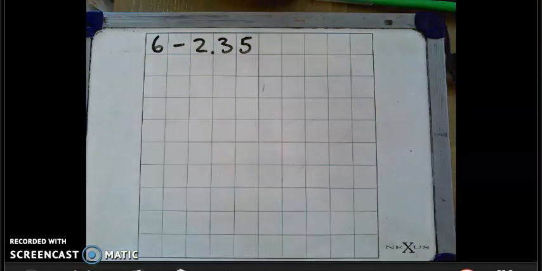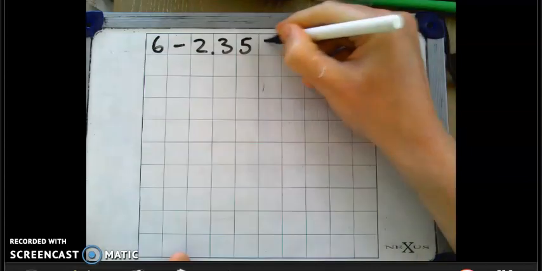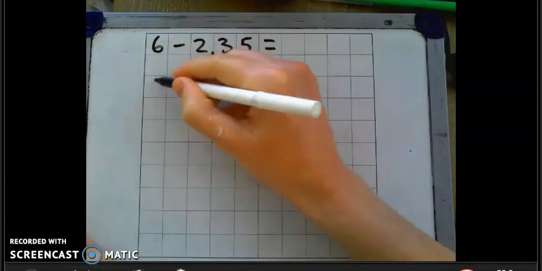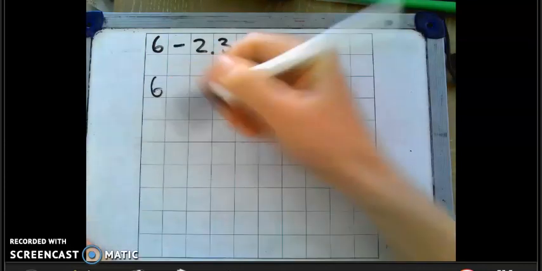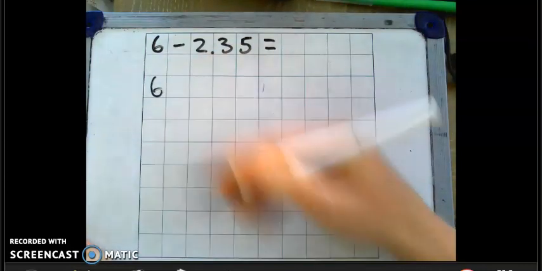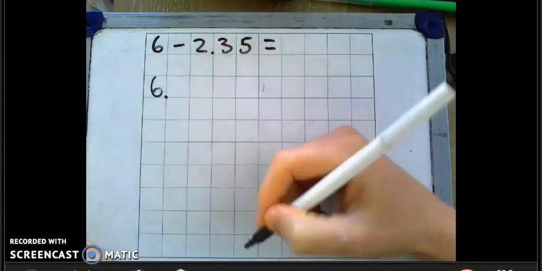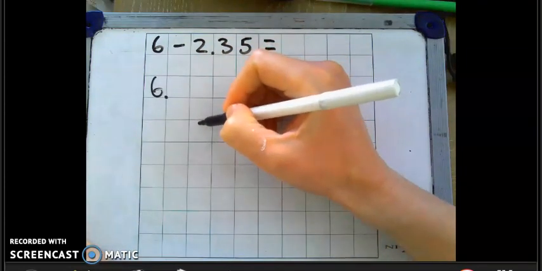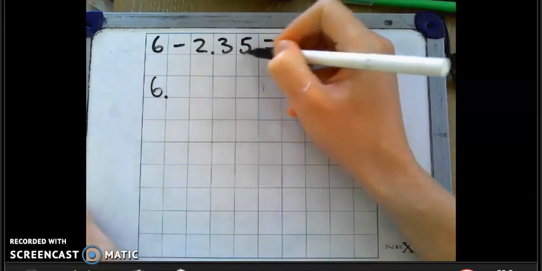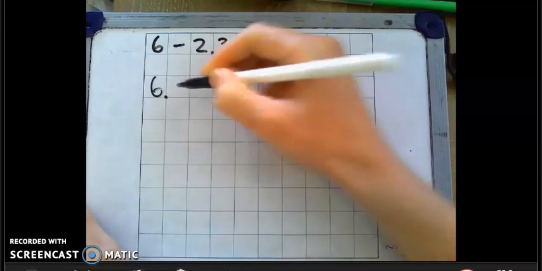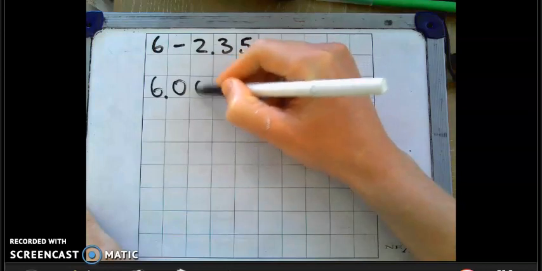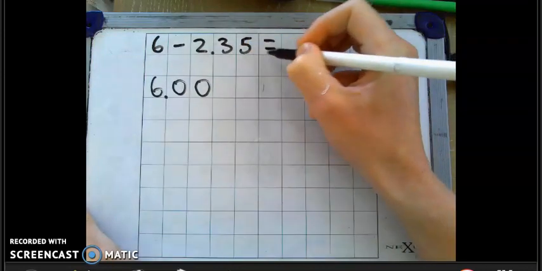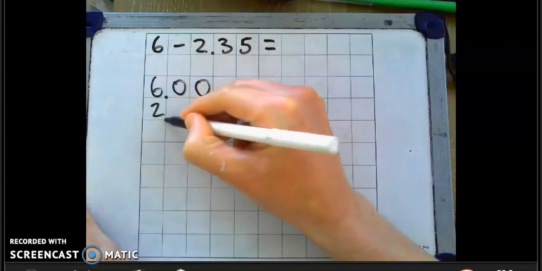Here we go, 6 subtract 2.35. So 6 can be turned into a decimal number. We put the point to the right, and then however many zeros we need. We've got 2 places here, so let's put 2 zeros in, and then let's make sure we line up the decimal point. 2.35.